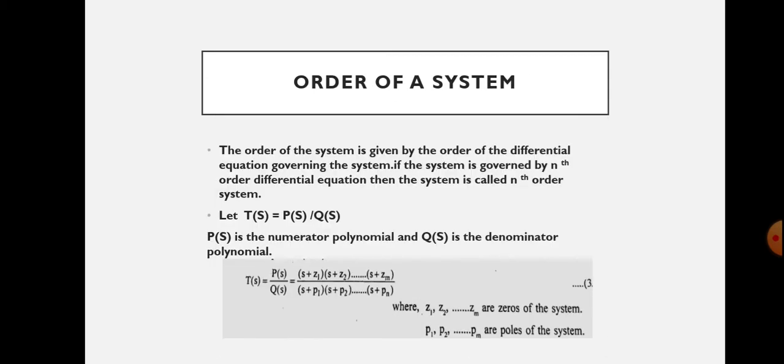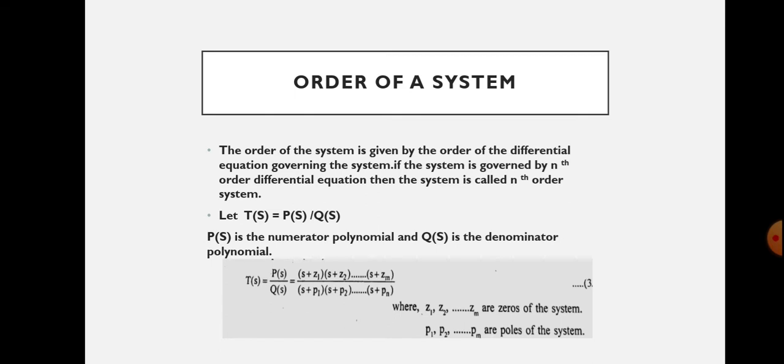So the next topic is the order of a system. The order of a system is given by the order of the differential equation governing the system. We know that a system can be represented by a differential equation. Sometimes it may be represented by an nth order differential equation. So in that case, the order of the system is n. And if the system is governed by an nth order differential equation, then the system is called an nth order system.